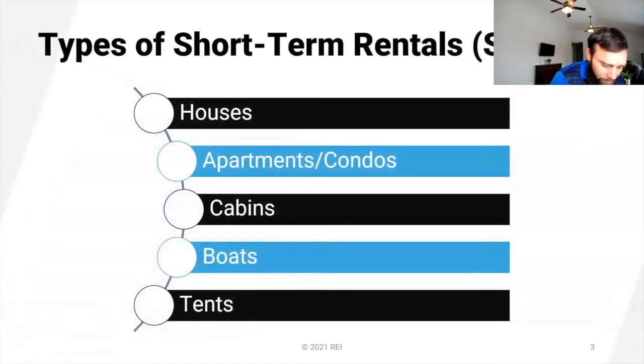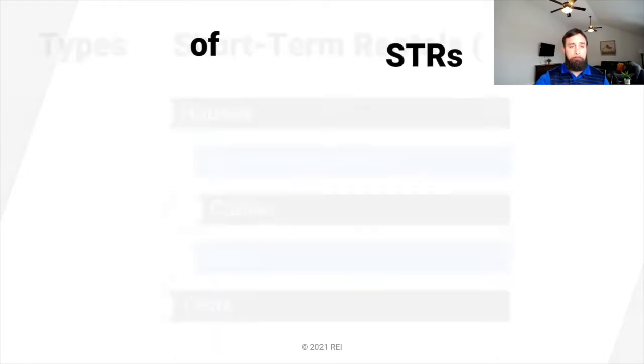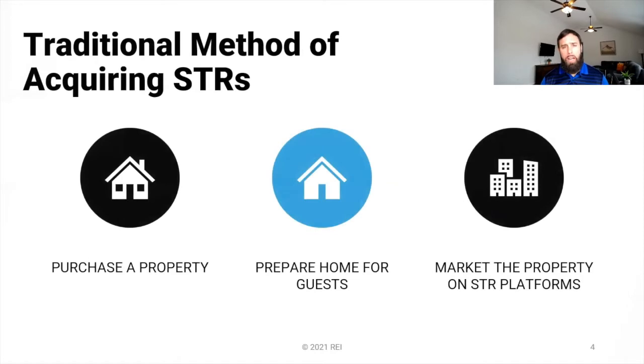So as I said before, there's many different types of real estate properties you can use. There's houses, apartments. I've seen, as I said, boats, tents, you name it. It's as creative as you want to be to have your listings on the short-term rentals. There is no one size fits all. So how do you acquire these properties? How do you get a home, a house, a room to put on the short-term rental platforms?